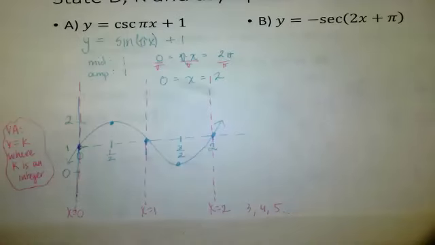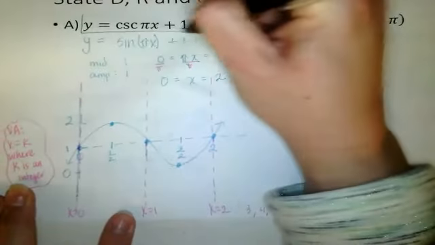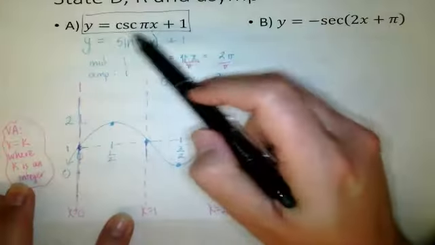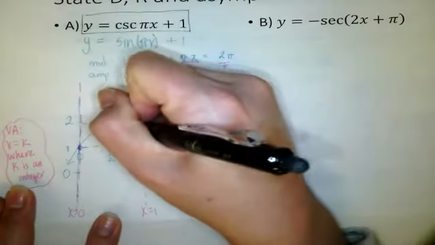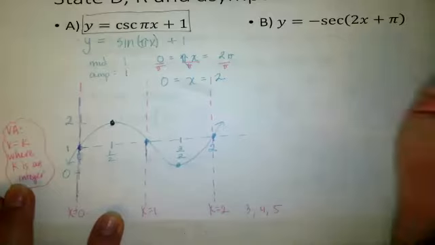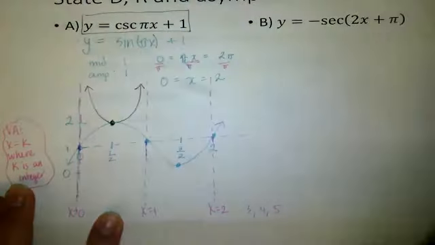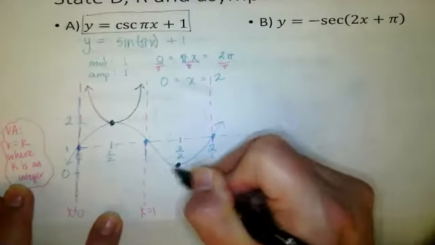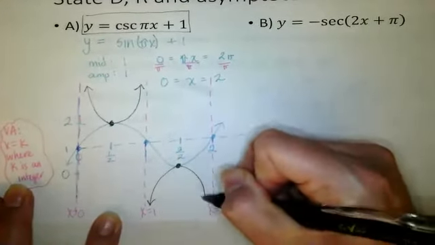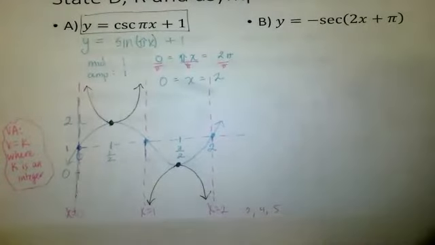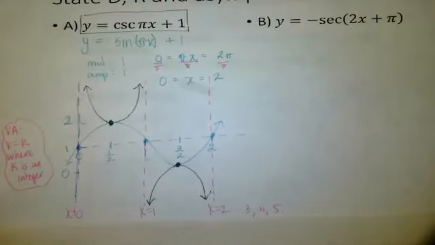So now, in order to actually graph cosecant of pi x plus 1, all I have to do is go to my maximum on my sine curve and just flip it out, and it turns into this parabola type shape. Go to a minimum and flip it down, and it becomes a downward facing parabola type shape. That is one period of the cosecant function. That's it. The black graph is the cosecant graph.